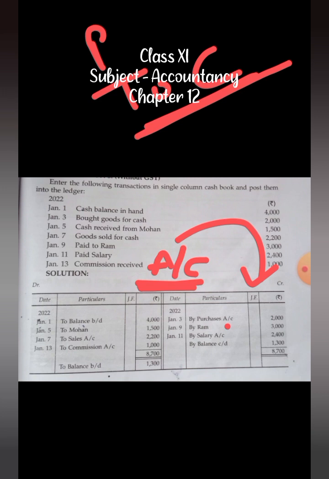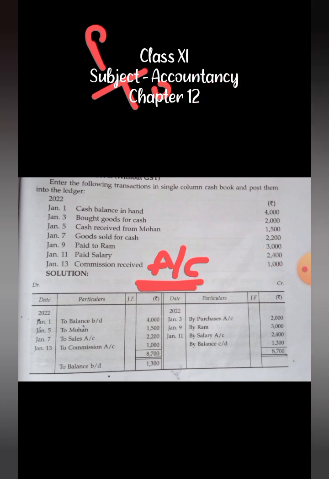In the next transaction, January 5, cash received from Mohan. What comes in is debit. Cash is received, so cash is debited to Mohan, and we go with the debit side to Mohan account. Goods sold for cash: cash account debit to sales account. Cash is debited, so we go with the cash debit side, and then use the name sales account. The balance is 2200.